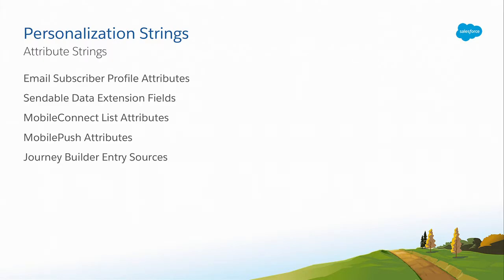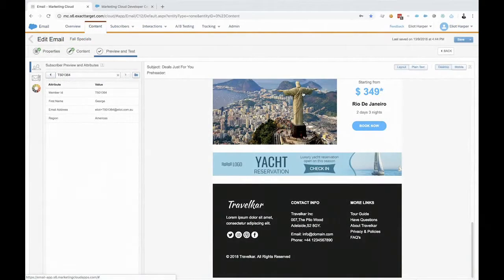Now, attribute-based strings enable the string to be replaced with a value based on the context of the send. These can be derived from different data sources, including email subscriber profile attributes, maybe fields from a sendable data extension, or if I'm sending an SMS, it can be attributes from a MobileConnect list, and more. But as an alternative to going in and typing this syntax each time, Content Builder provides a very convenient method of including personalization strings right from the interface. So let's go and take a look.